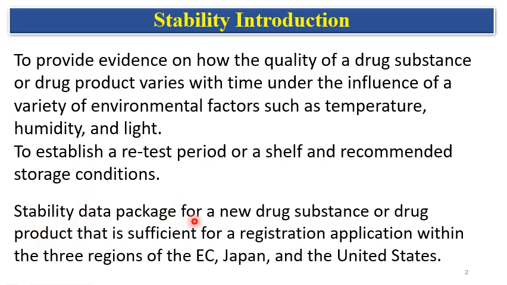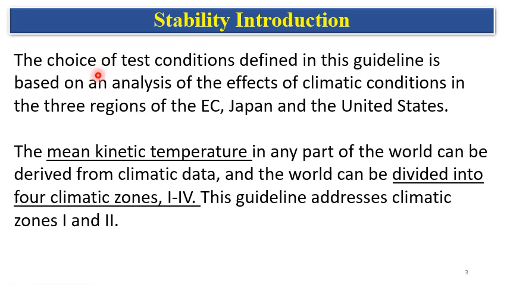Then the stability data package for new drug substances or products is sufficient for registration application within the three regions of EC, Japan and the United States. So ICH covers these three regions mainly and gives the guidelines for stability testing. The choice of test conditions defined in this guideline is based on the analysis of the effect of climatic conditions in the three regions of EC, Japan and United States.